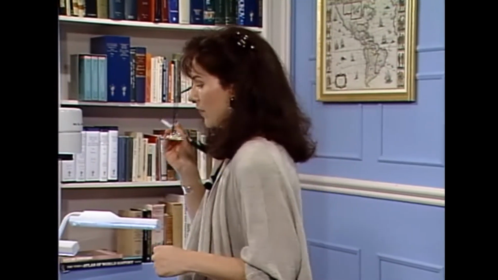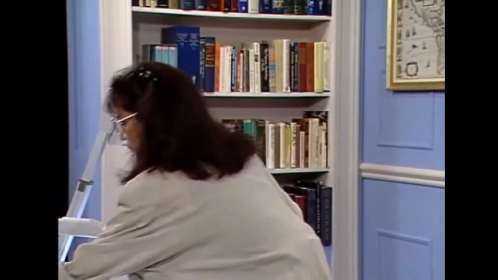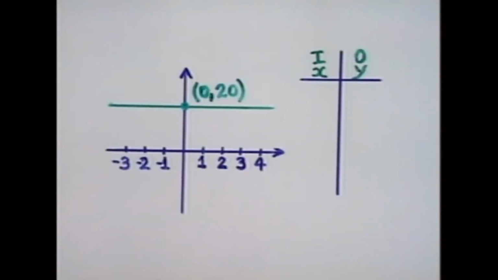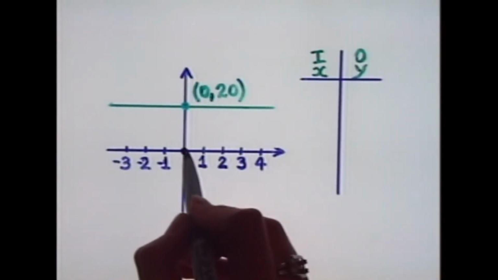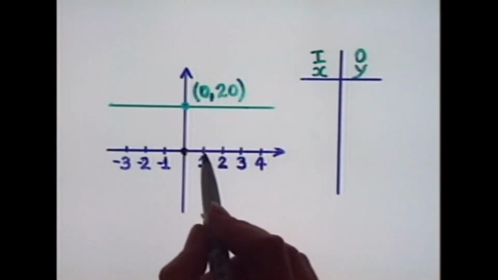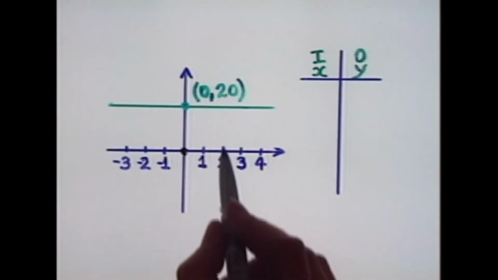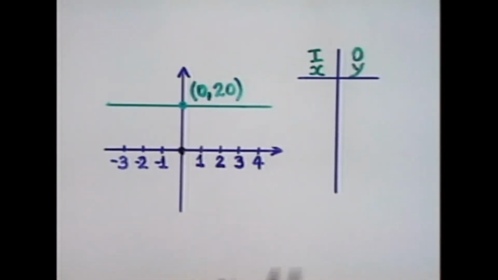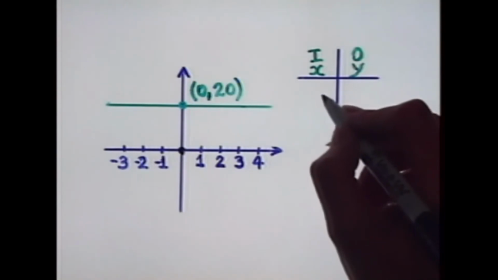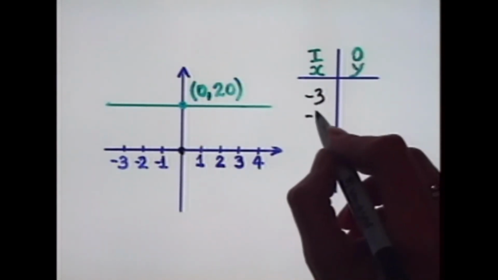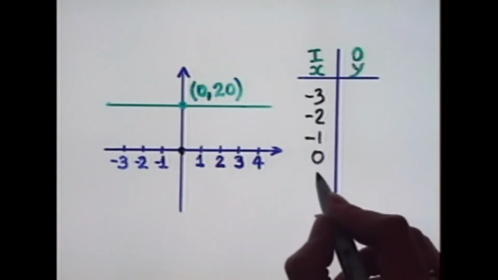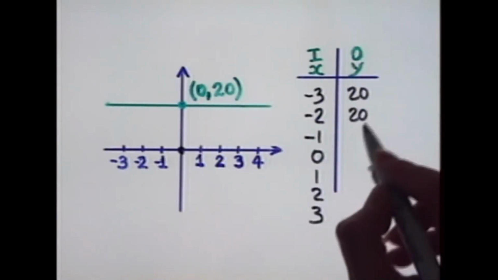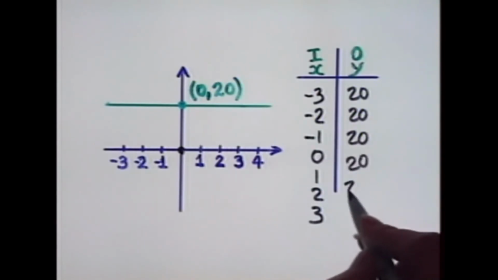One last one, and I'll let you figure this one out. Very easy. A horizontal function. Very simple. When x is 0, y is 20. When x is 1, y is 20. When x is 2, y is 20. Everything is 20. That looks very simple, but it can often happen. No matter what x is, from negative 3, negative 2, negative 1, 0, 1, 2, 3, and so on, y is always 20.